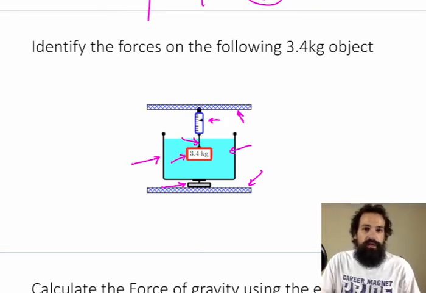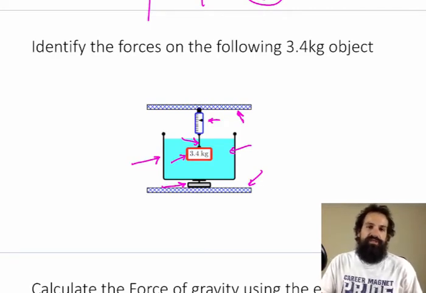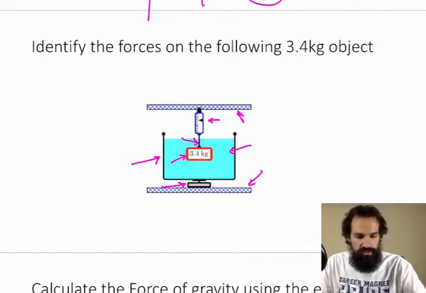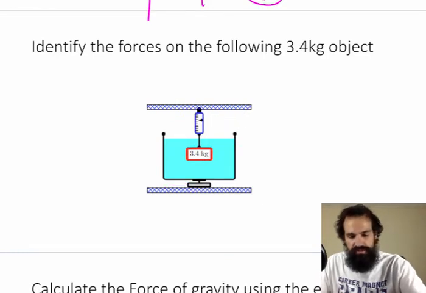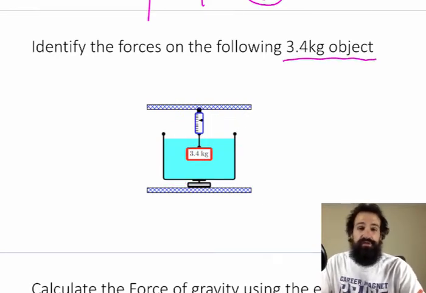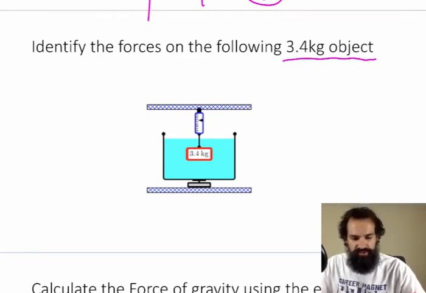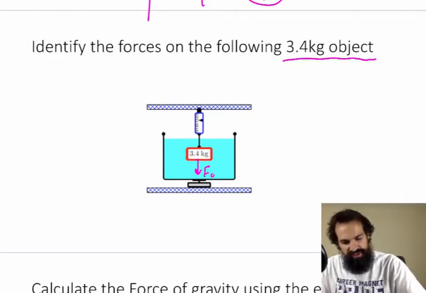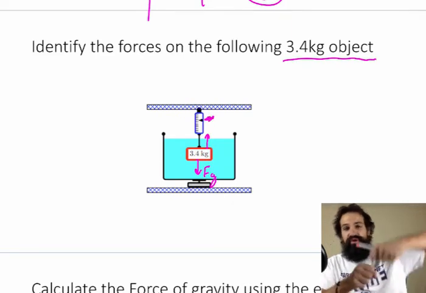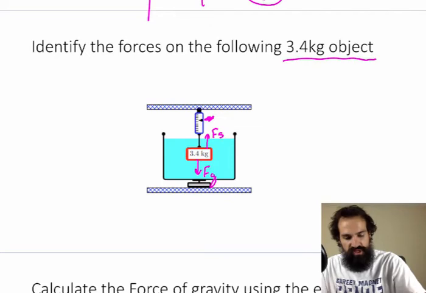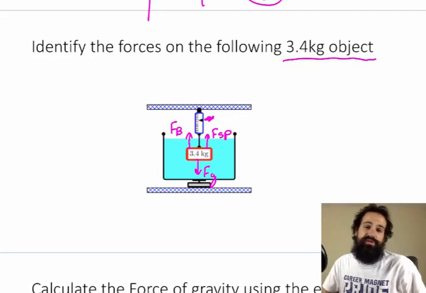Whenever you draw your free body diagrams, only draw the forces acting on the one object. In this case, we are only looking at the 3.4 kilogram object. So take a minute, try to identify the forces. And hopefully, after you did that, you found force of gravity is down. Because it's being held by a spring, the spring scale is pulling it upwards. So we have the spring force up. And because it's in a fluid, we have a buoyant force supporting it as well.